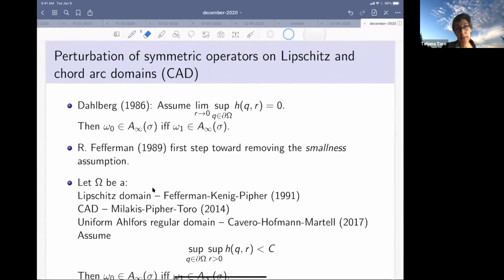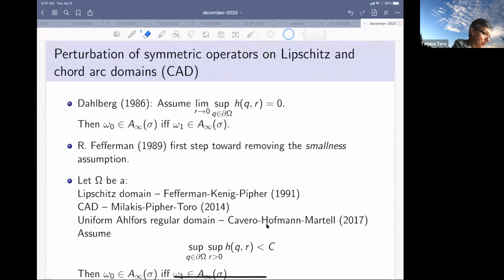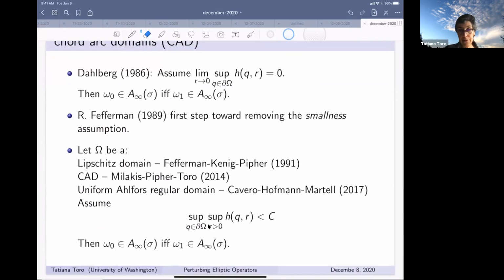So in the Lipschitz domain, Fefferman, Kenig, and Pipher were able to show that if this quantity is uniformly bounded, then omega 0 is an A infinity weight with respect to sigma if and only if the same thing holds for omega 1. Then with Milakis and Pipher, we were able to show the same thing on chord-arc domains. So I have to say what we did here is show that the tools that can be used in Lipschitz domains can be developed in these domains, and it works.